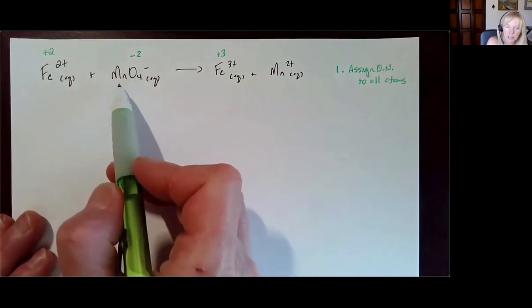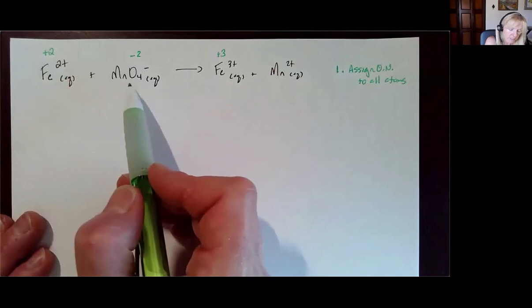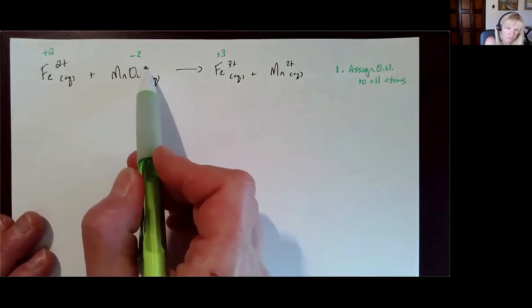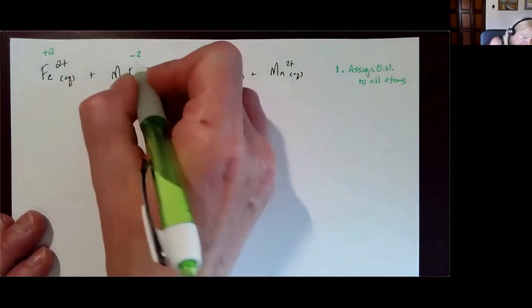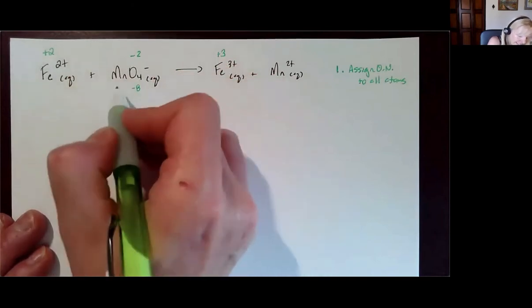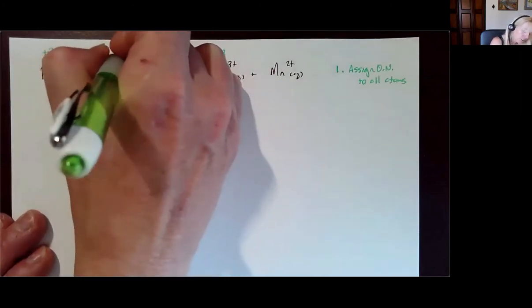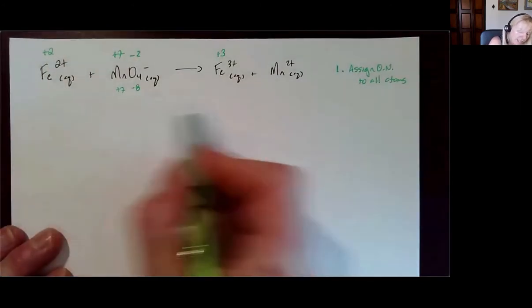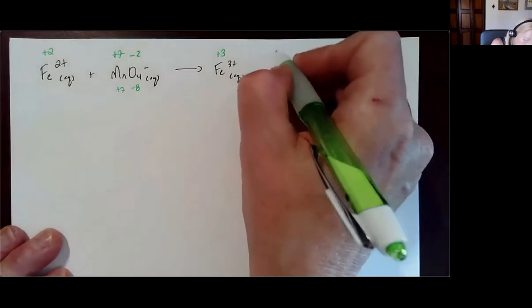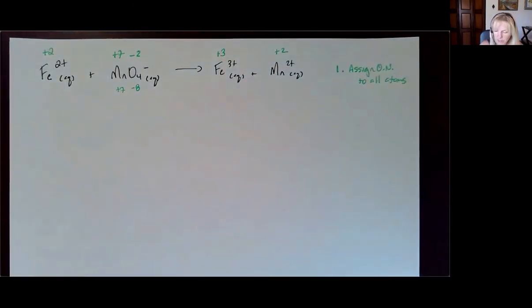Manganese, I'm going to look. This is an ion, so the sum of my oxidation numbers has to equal the charge of the ion. That's a -1. Since I have 4 oxygens, that would be a total of -8, which means manganese has to be +7, so its oxidation number is +7. Manganese over here is just an ion, and its oxidation number is +2. So I've assigned all my oxidation numbers.